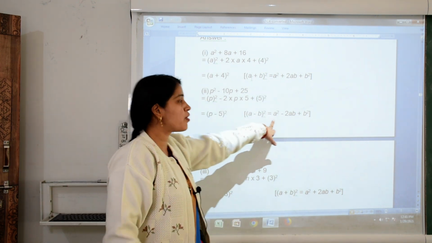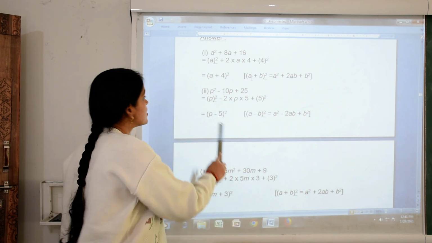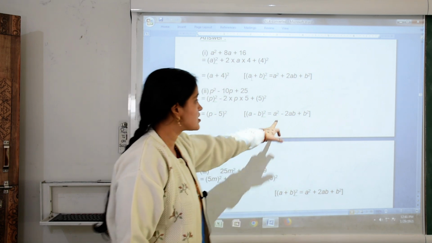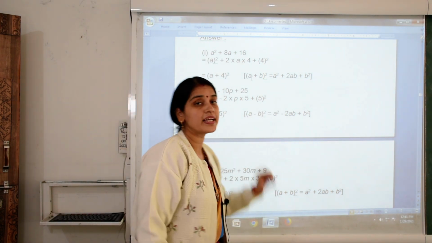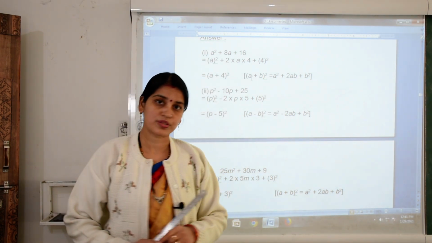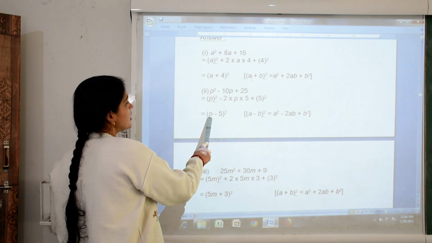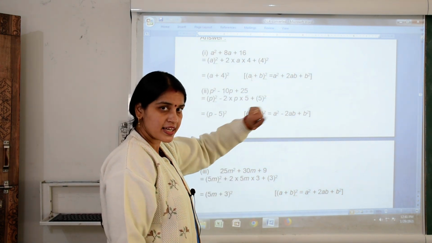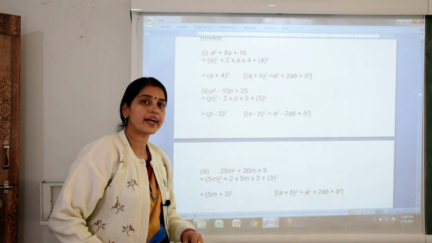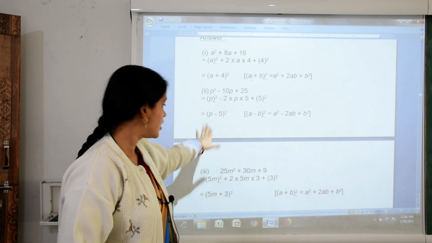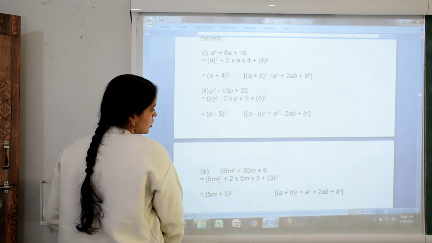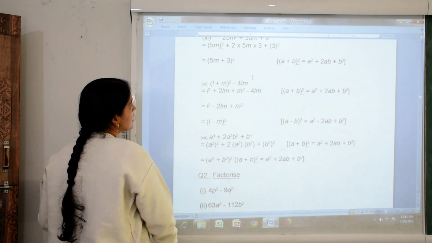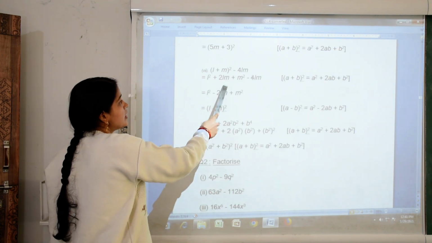Now this one in the form of this identity. So it comes a minus b whole square because here there is a minus sign. So our identity is a minus b whole square. So it converts into p minus 5 whole square. We put the values in this identity, so this is our required answer. So in this way you have to solve this type of question. Now let's see the next one.